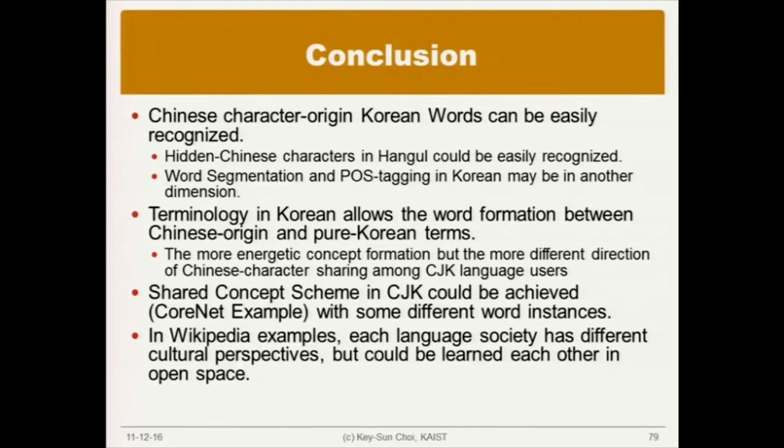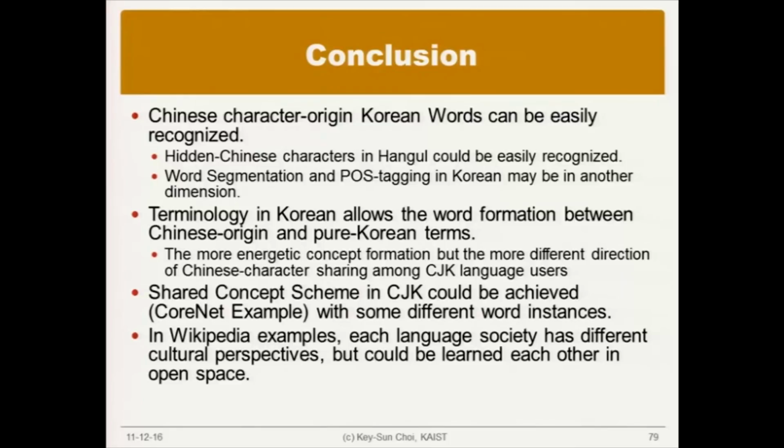Hidden Chinese characters in Hangul text could be easily recognized. Word segmentation and part-of-speech tagging in Korean are maybe in another dimension. Also, Chinese-character-derived words are easily recognized, so I think we can share, and Chinese character translation is easier. Terminology in Korean allows word formation between Chinese-origin and pure Korean terms. So there is more energetic concept formation in this tendency, but a more different direction of Chinese character sharing among CJK language users. So it is more problematic for Chinese-character-derived sharing.